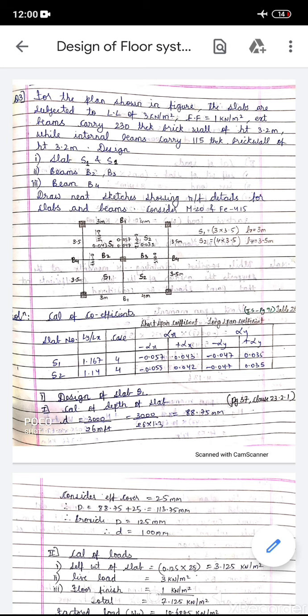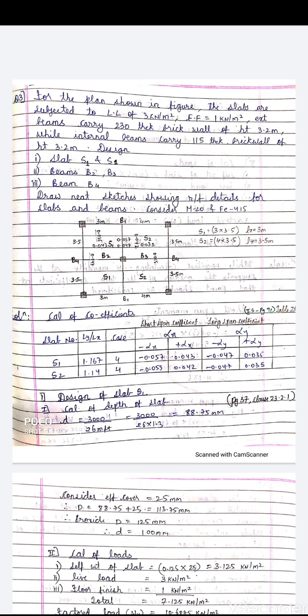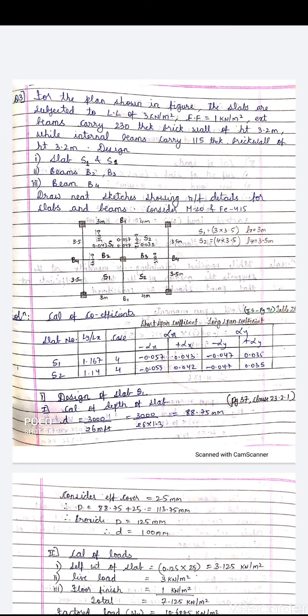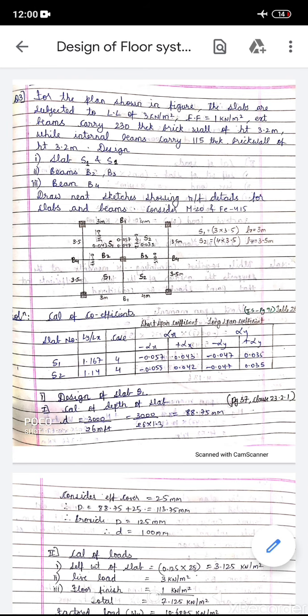So far we have seen the design of the slab S1, the design of beams B2 and B3, and the design of beam B4. So in the previous lectures we have covered the design of everything. We have designed the slab, a two-way continuous slab. We have designed the continuous beams B2, B3, and in the last lecture we also saw the design of B4. As I mentioned in the previous lecture, in this lecture we are going to cover only the reinforcement detailing of the slab.